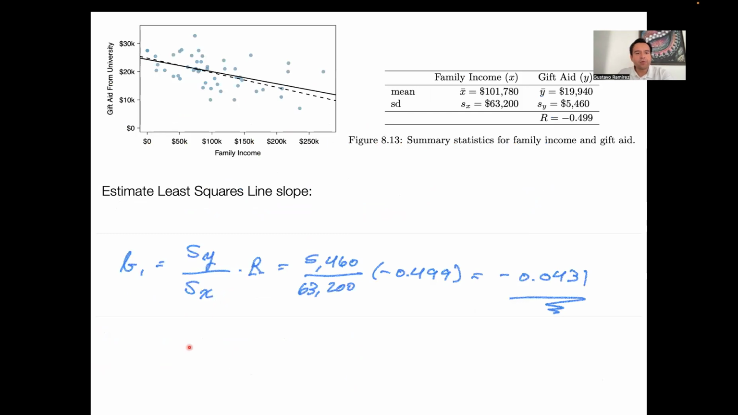Okay, what would this look like in practice? So again, estimating the least squares line slope is, like I said before, the standard deviation of the response variable divided by the standard deviation of the predictor variable multiplied by R. Let's look at this data set now. Here we're plotting family income, from 0 to $250,000 a year plus, as a predictor variable for a response variable of gift aid from a particular university. All right. Obviously, what we see here is a negative trend, right? The more family income a particular student has, the less.